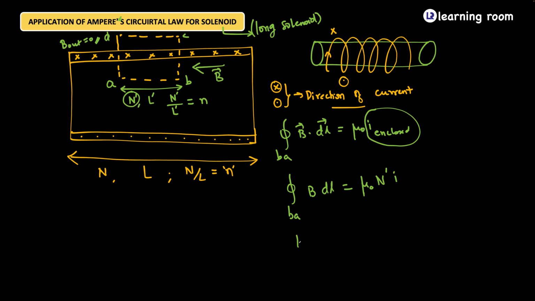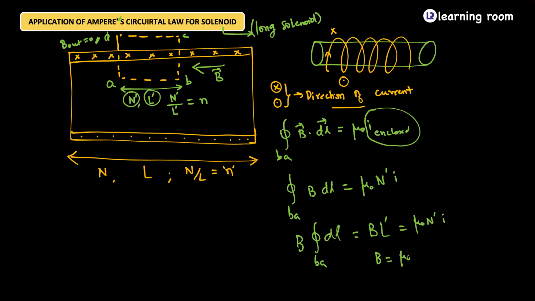So B can be taken out of the integral. B into the line integral of dl from B to A, what is the length of AB? The length of AB is L dash. So B into L dash is equal to, on the right hand side, mu naught into N dash into I. So what will be the value of B?